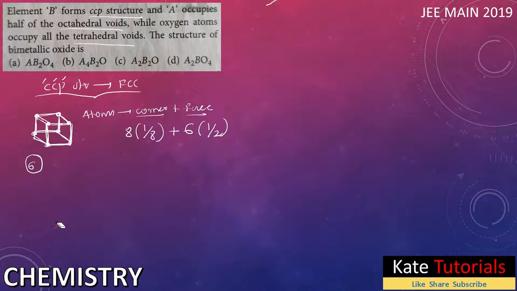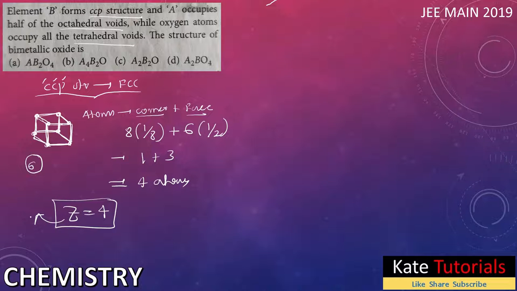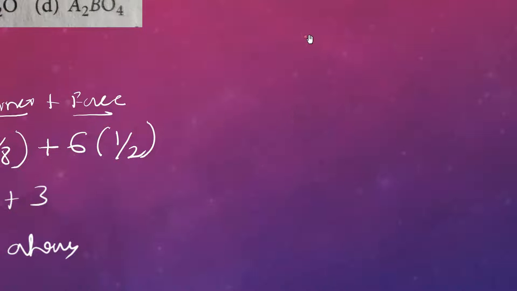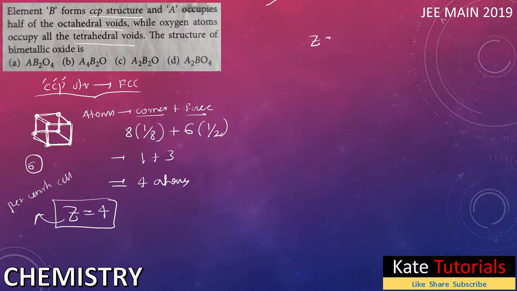So how many atoms will be there in FCC? Just calculate. 8 into 1 by 8 is nothing but 1. 6 into 1 by 2 is nothing but 3. Total it will be 4 atoms. So for FCC, Z is equal to 4. What is Z? Number of atoms or molecules per unit cell. Per unit cell it is 4, right? So in FCC, Z is equal to 4.